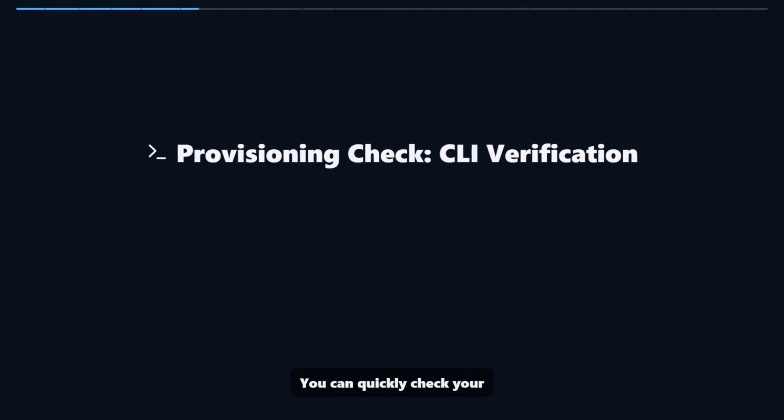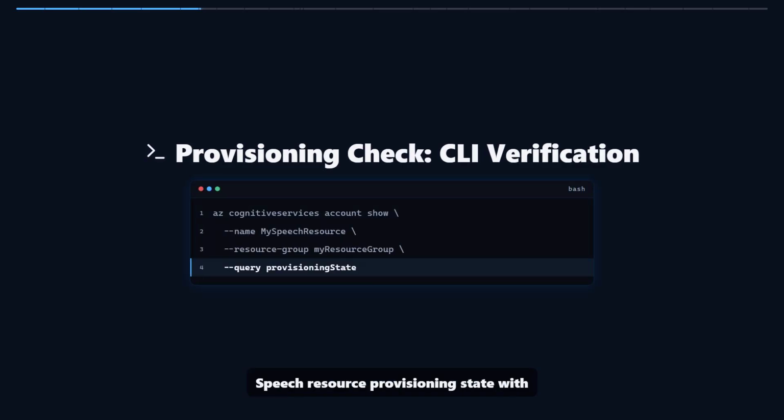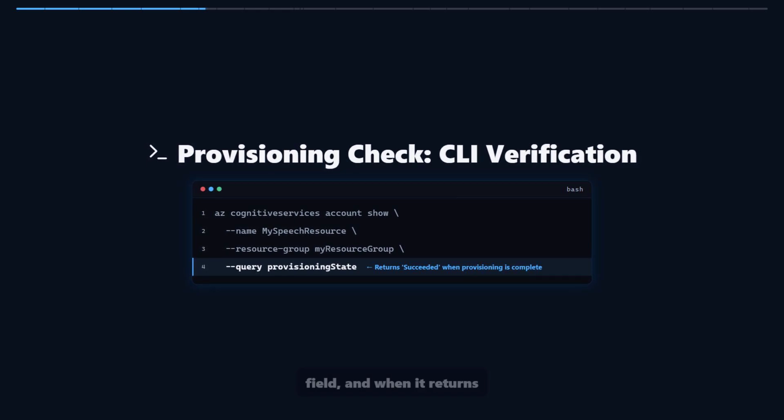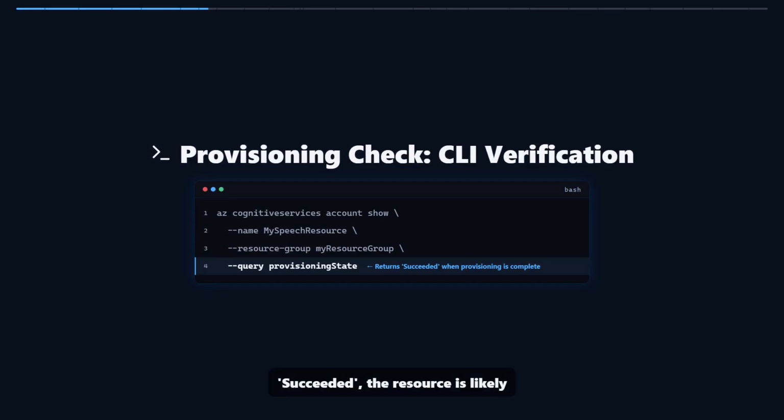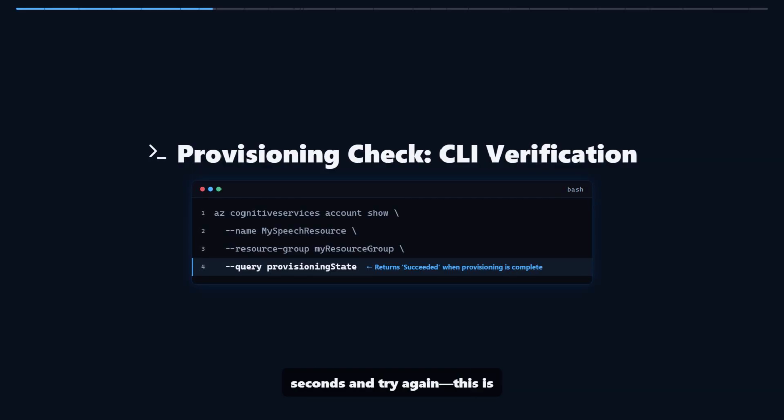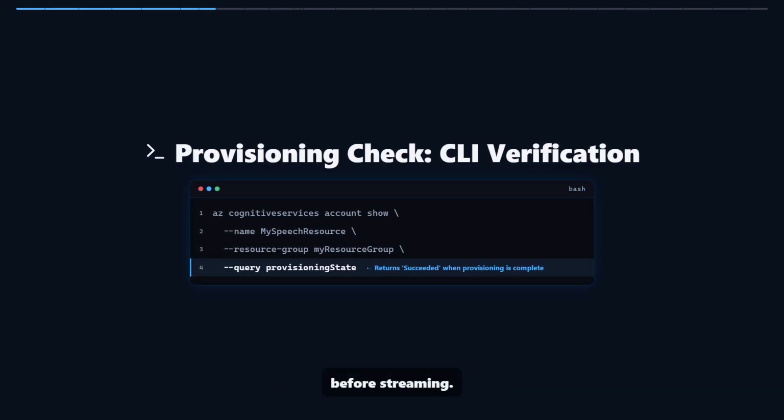You can quickly check your speech resource provisioning state with the Azure CLI. Run the show command, query the provisioning state field, and when it returns succeeded, the resource is likely ready to handle audio. If it doesn't, wait a few seconds and try again. This is a reliable way to confirm before streaming.